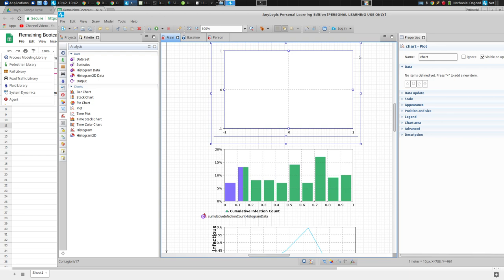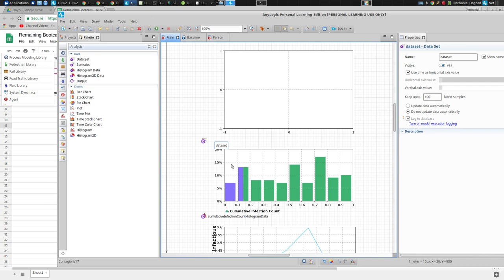Next, I'd like you to drag in a data set. We're going to name each of these appropriately. The data set is going to be named Infection Count Degree Centrality Data Set.